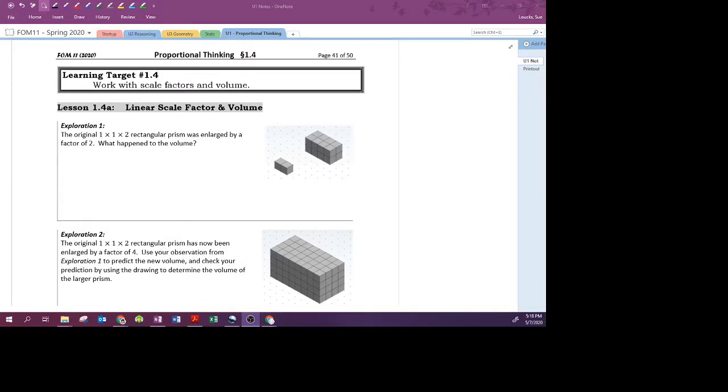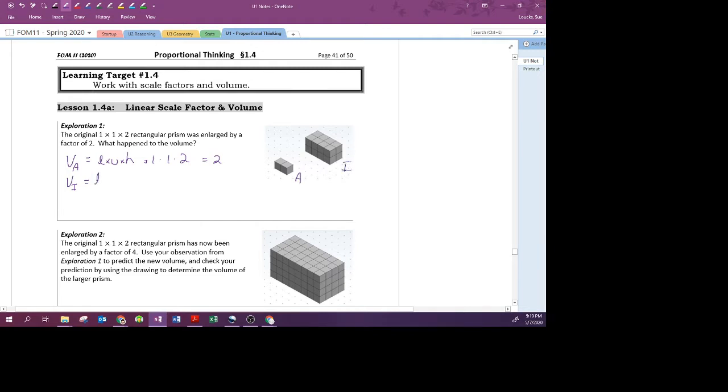Okay, so let's do the math part of this now that we've looked at the manipulatives, we've looked at the blocks. The original 1 by 1 by 2 rectangular prism was enlarged by a factor of 2. What happened to the volume? So the volume of the actual was length times width times height, which is 1 times 1 times 2, which is 2. And the volume of the image, which is the larger one, so we can actually label this. This is actual, this is image.